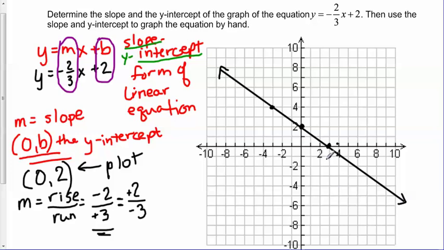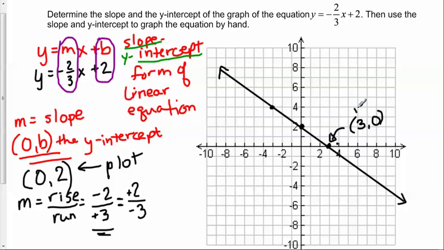Now, if we wanted to do a quick double check, remember that we could take any point on this line and it should satisfy this equation. So let's say that we chose this point right here. What is that point? Well, let's see. We've gone 3 in the x direction and we've gone 0 in the y direction. So that point right there is actually our x-intercept.